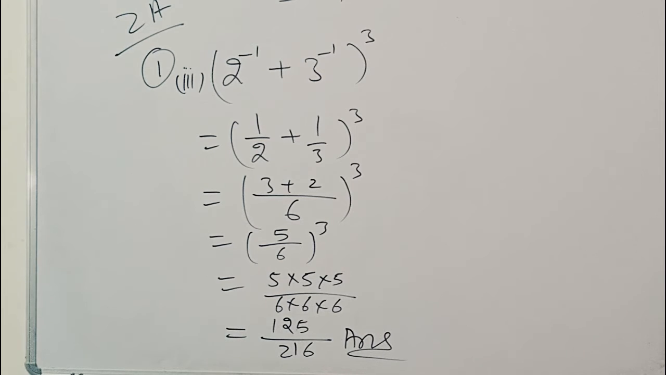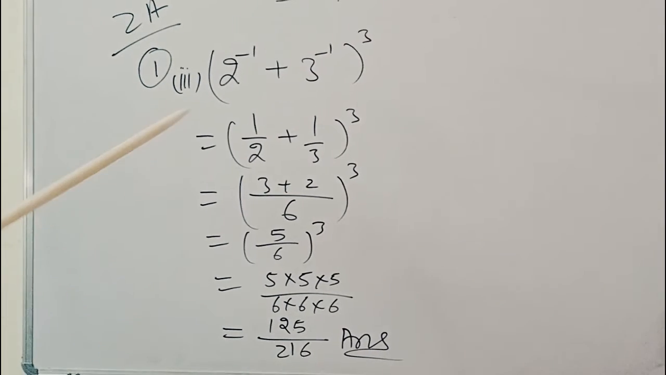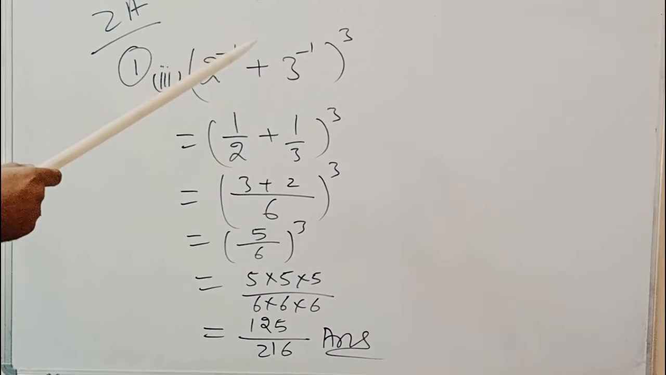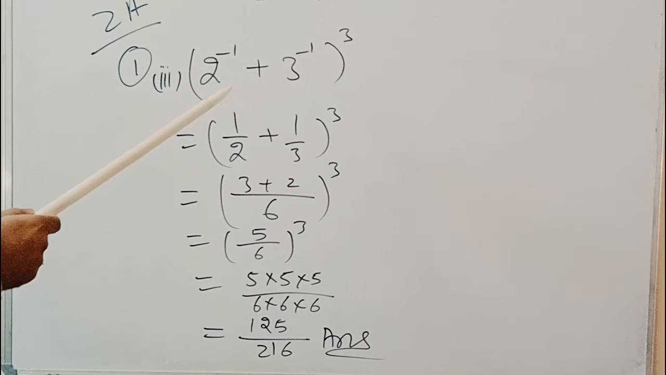Children, I am taking the sum of exercise 2a, that is question number 1, part 3. What is given is 2 to the power minus 1 plus 3 to the power minus 1 and the whole power 3. And we have to find the value of that.